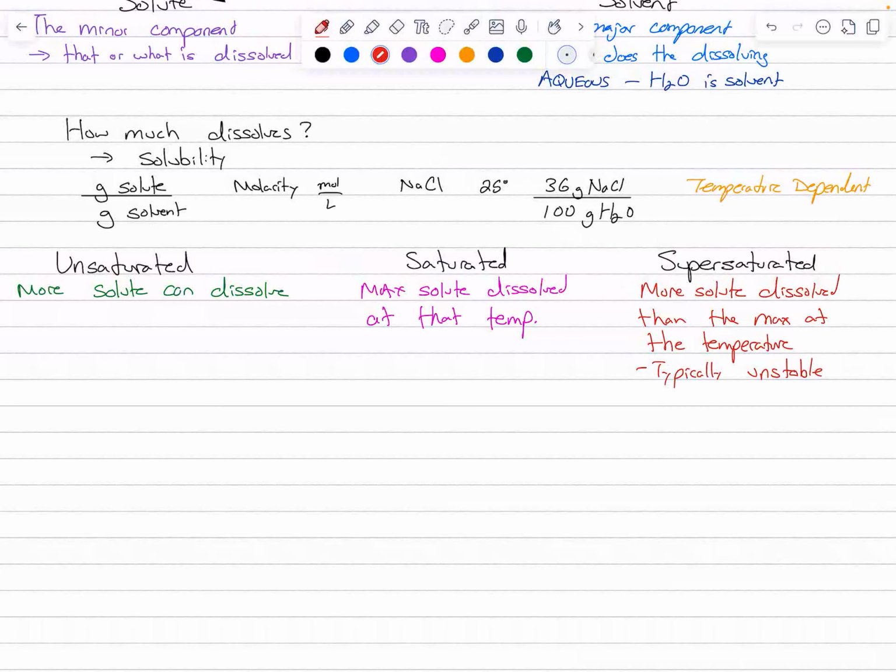Now, when we talk about on the chemical level making a solution, right? A lot of times we call that solvation. Right? The solute gets solvated. And this is the process by which solute molecules are surrounded by solvent molecules.